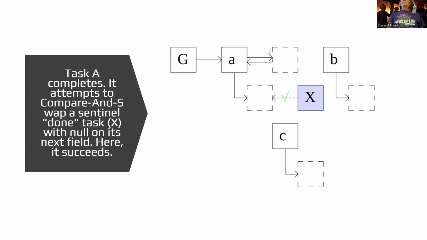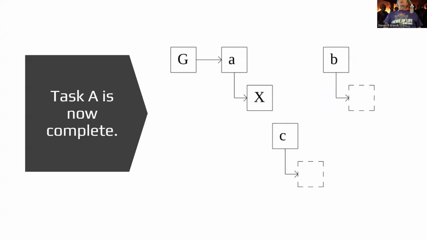And then when it's done, it puts a special value into its own next field. It tries to do a compare and set of this special value, which we've called X for done, into its next field. And we have a green check mark because it's going to succeed. It's going to do compare and set from null to done. If that succeeds, everything is finished. Okay, and the guard now has task A in it, and task A's next field points to X. One task of the 3 has been run.